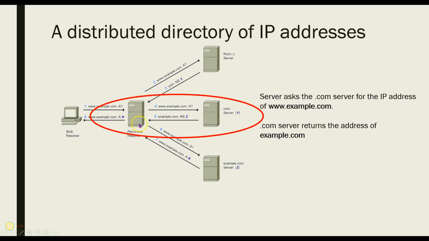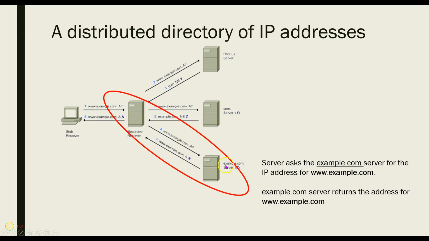So now that DNS server goes out to the .com server. It says, hey, Mr. .com server, what is the IP address for www.example.com? And .com server says, well, you know what, I don't know, but I know who the server is. I know the IP address for the server for example.com. So now this DNS server will go out to the example.com server here and say, Mr. example.com server, what is the IP address for www.example.com?